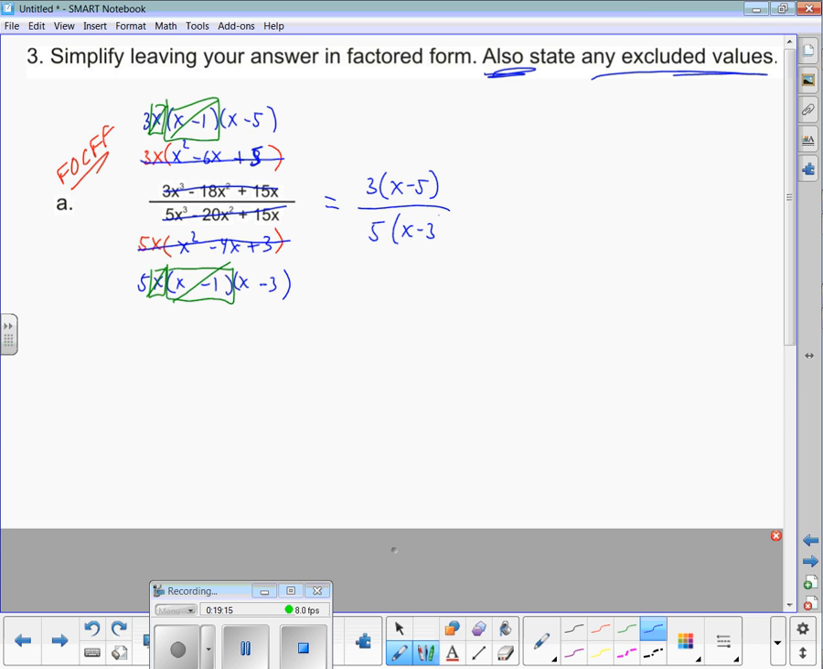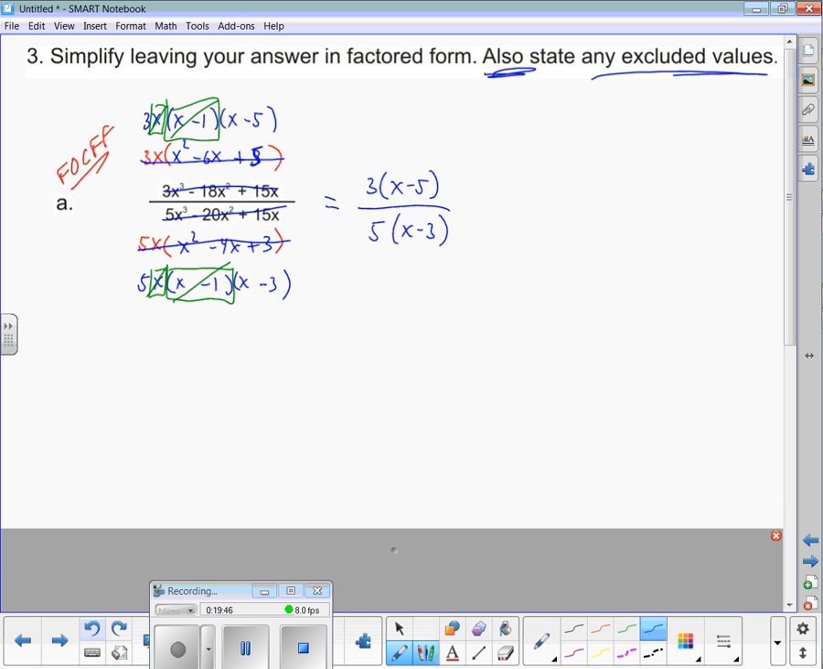quantity x minus 3. Now let me tell you something. Technically, this isn't the final answer. Technically, the final answer is 3 times x is 3x, and 3 times -5 is -15. 3x minus 15 over 5x minus 15. That's technically the final answer, but factoring is time-consuming. And because it's time-consuming, we're going to allow you to leave your answer in factored form to save you time.